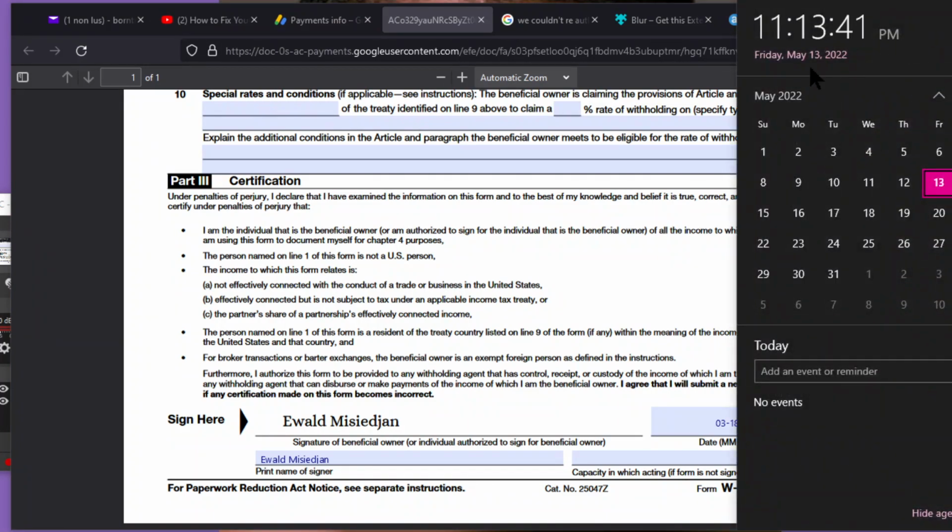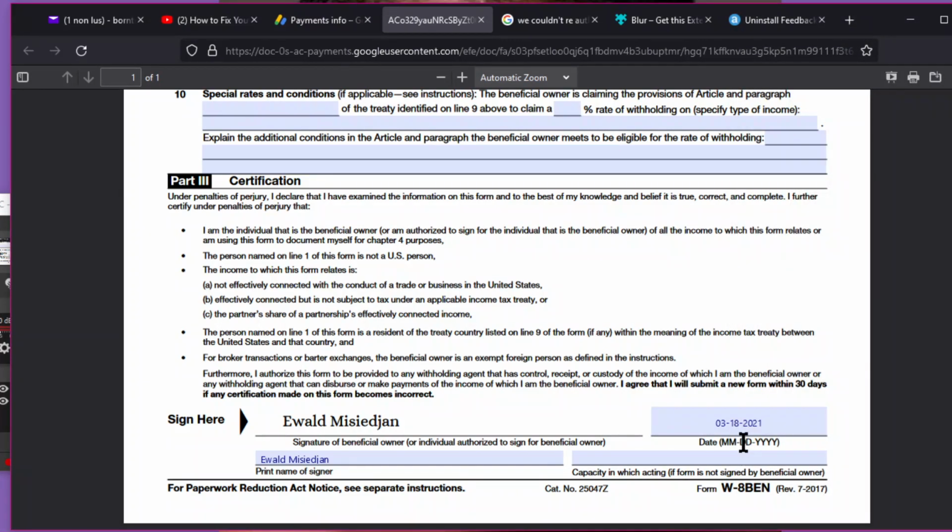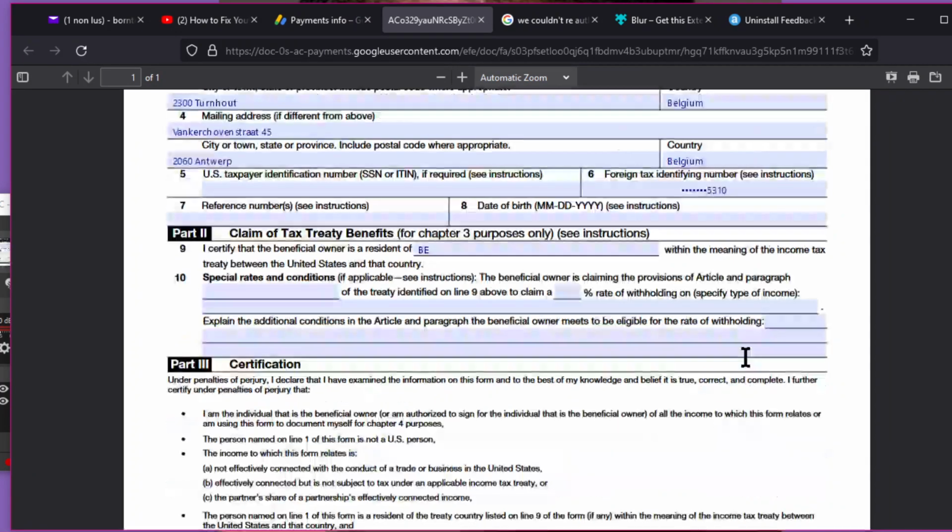So it's May 13, 2022. May is going to be 05. Okay, I'm going to put 13 here, 2022. 13 is my lucky number, though. All numbers are my lucky numbers. All right? That's that. But can I submit this form?